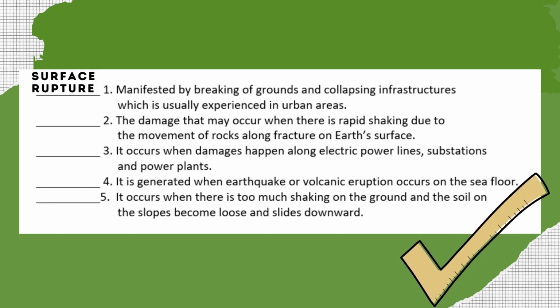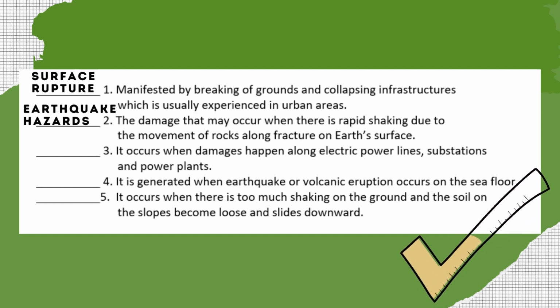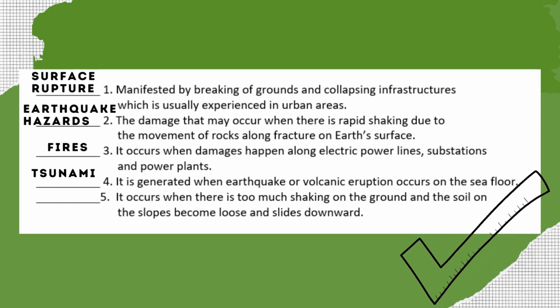The answer is earthquake hazard. Number 3, it occurs when damage happens along electric power lines, substations, and power plants. The answer is fire. Number 4, it is generated when earthquake or volcanic eruption occurs on the seafloor. The correct answer is tsunami.